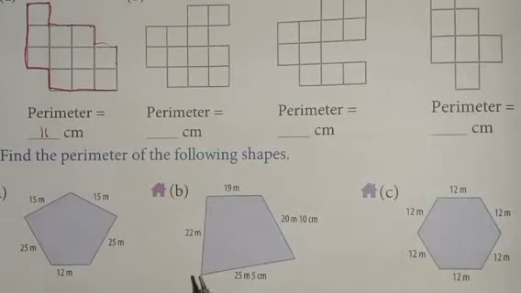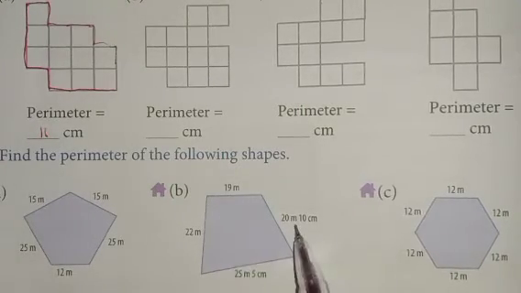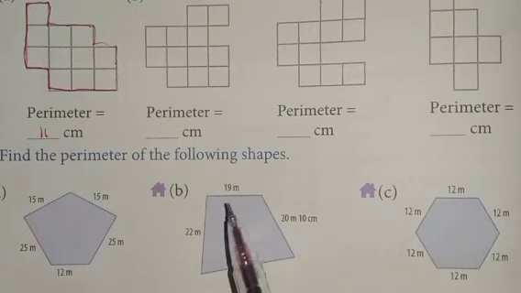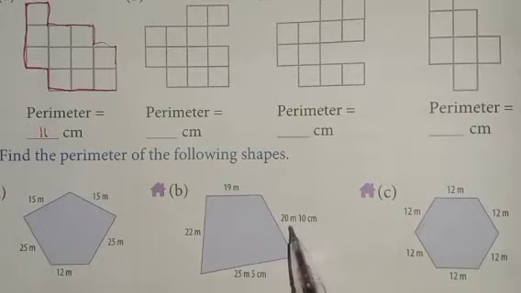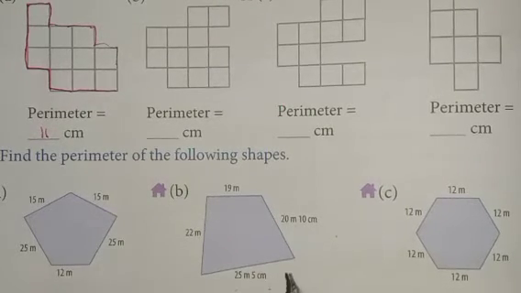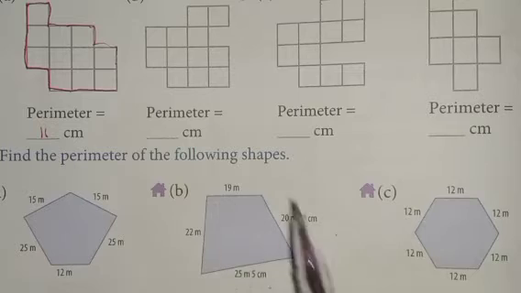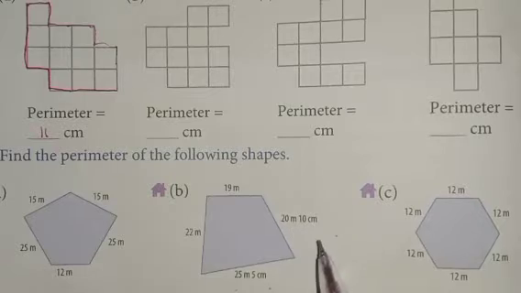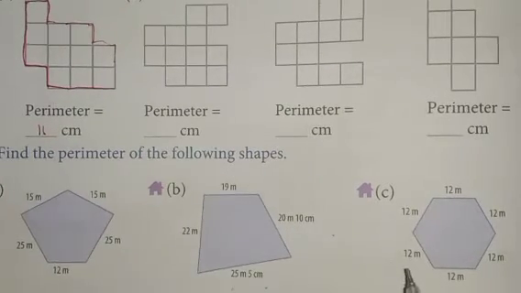Next question also you can find out. To find out the perimeter, you can add all these numbers: 19 meter, 20 meter, 10 centimeter, 22 meter, 25 meter, 5 centimeter. How will you add? First you add 19 meter, then 20 meter 10 centimeter, plus 25 meter 5 centimeter, plus 22 meter. Then you can add and find the answer. When you find the answer, we get the answer in meter and centimeter also. Do the same way on the C question also.